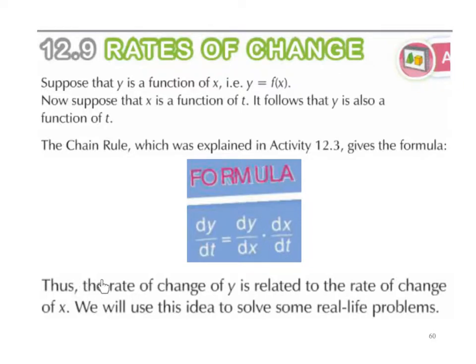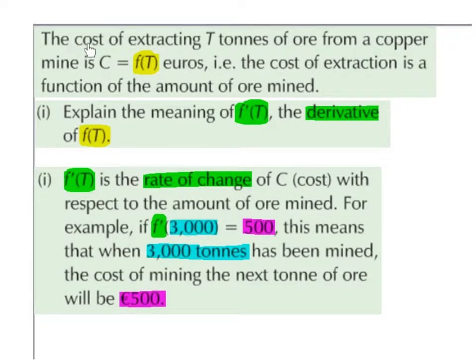Thus, the rate of change of y is related to the rate of change of x. We will use this idea to solve some real-life problems. The cost of extracting t tons of ore from a copper mine is C equals f of t euros, that is, the cost of extraction is a function of the amount of ore mined. Question 1. Explain the meaning of f prime t, the derivative of f of t.